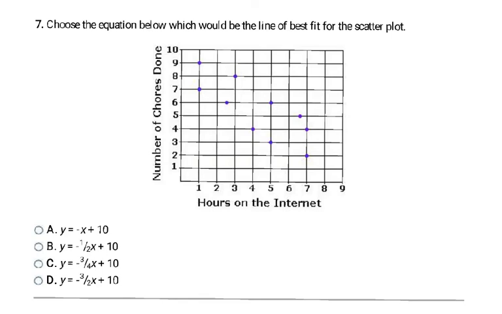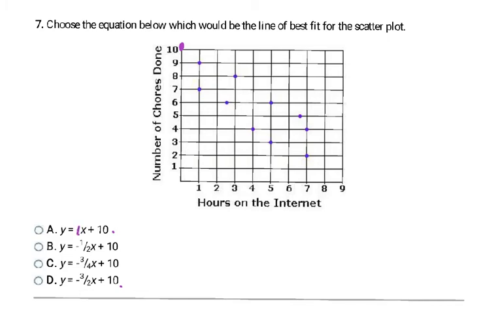Okay, this equation example here says, choose the equation below that would be the line of best fit for the scatter plot. So what you can do here is draw your best line of best fit and see which one matches the best. It looks something like this. But what I would like to do is actually graph each of these and see how they do. If I look at them, they all end in 10, so that means all of them have a y-intercept of 10.